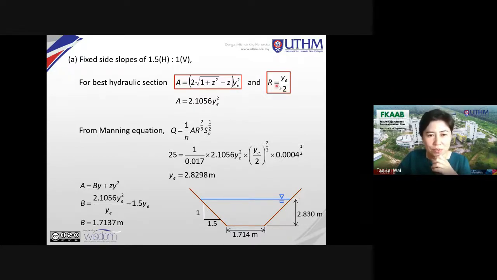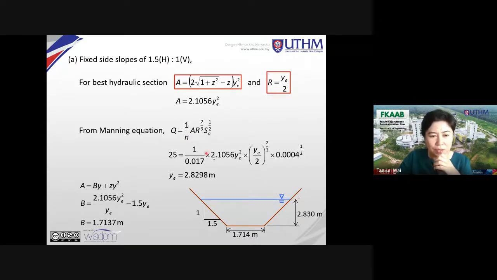Now, since I'm using this formula for the most efficient section, if you look here, my depth of flow has a subscript E, which stands for most effective or efficient depth. So I substitute Z, which is 1.5, in this formula. Therefore, my A is 2.106 y squared.